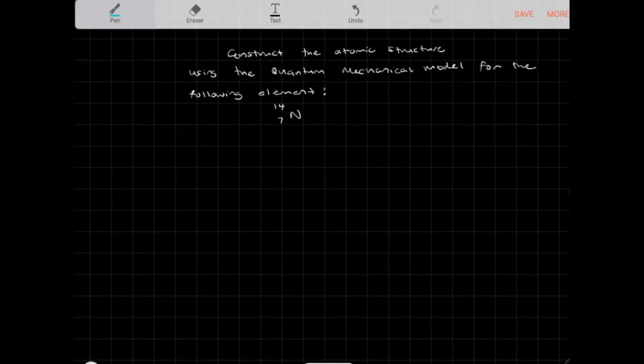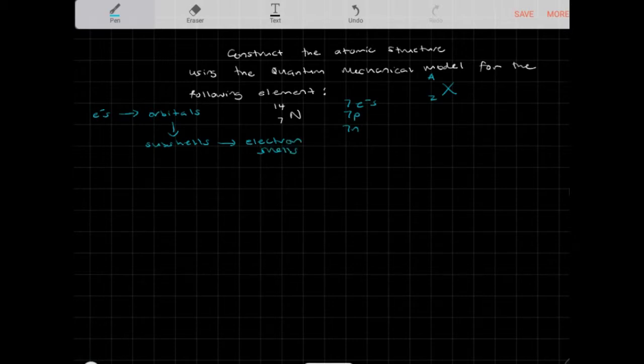Alright, let's construct the atomic structure using the quantum mechanical model for the following element, so nitrogen 7. Right, because it's an element, we know that this guy has 7 electrons, 7 protons, and if you subtract the atomic number from the atomic mass, we're looking at chemical symbols in the form of the atomic number as a subscript, the atomic mass as a superscript, so it should also have 7 neutrons. Now, the quantum mechanical model looks at electrons that are organized in orbitals, and the orbitals are organized in subshells, which are combinations of orbitals, and then energy or electron shells, which are combinations of subshells.